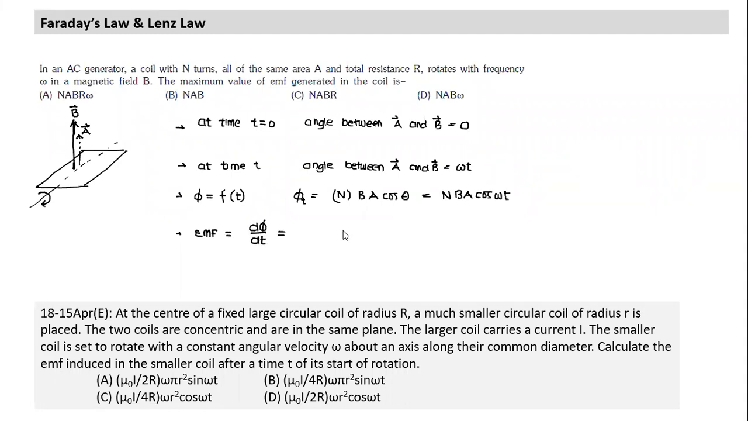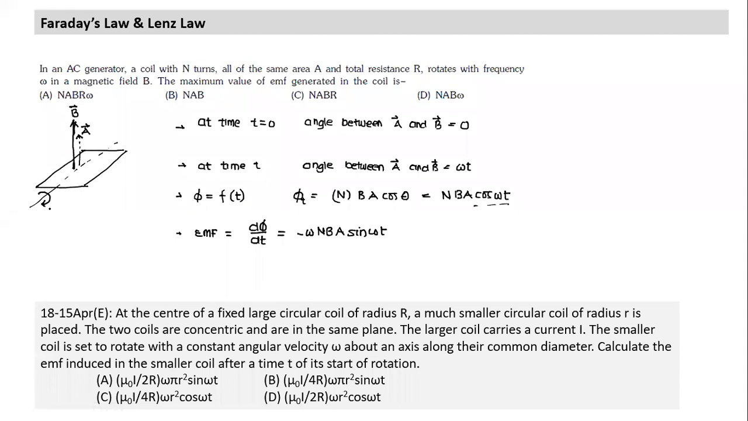Why is the flux changing in this case when I'm rotating the coil? What is causing the change in flux? The angle between the area vector and the B vector is changing. B is not changing, area is not changing, orientation is changing. So if you differentiate, what we get here is minus omega N B A sine of omega t.